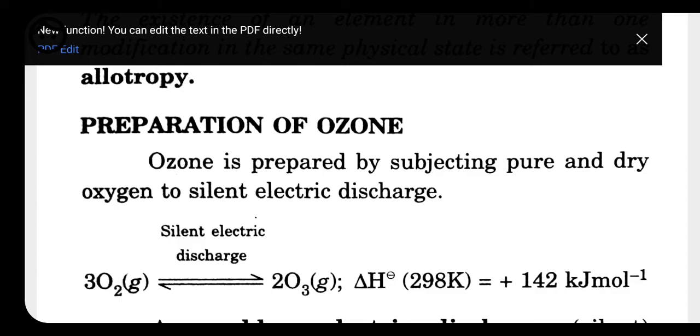That's why here we need to pass electric current, but we have to give it very slowly, because the temperature should not rise. If the temperature rises, then it will again dissociate into oxygen. That's why for the formation of ozone, we have to pass a very slow or low electric current.